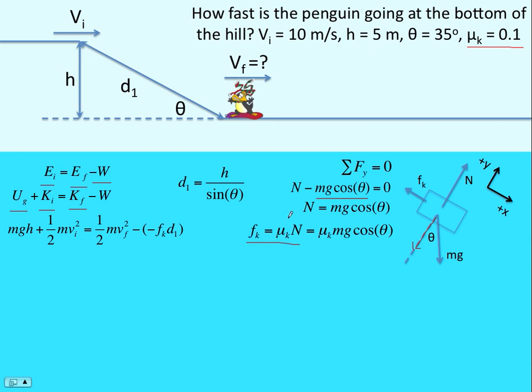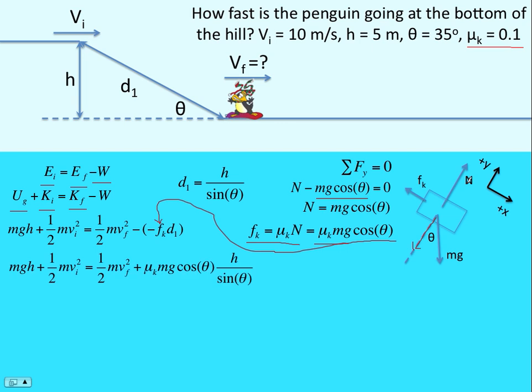Friction, mu kinetic times the normal, so it's mu mg cosine theta. And so again, if you think you can just do that without the free body diagram, that is okay, but I recommend doing this as review, or at least looking over your notes where we've done this before.